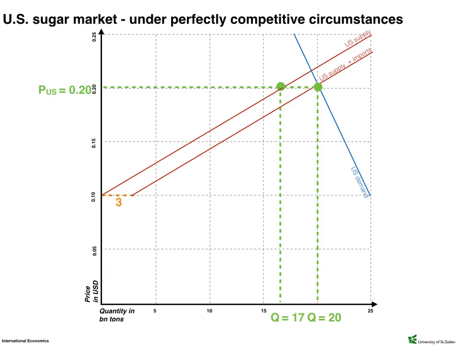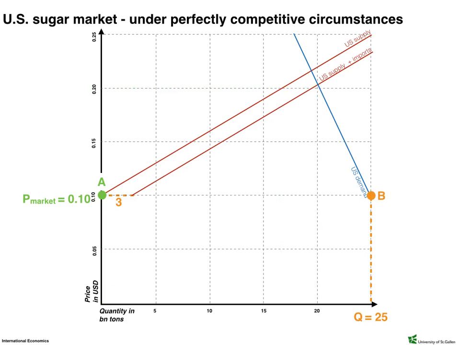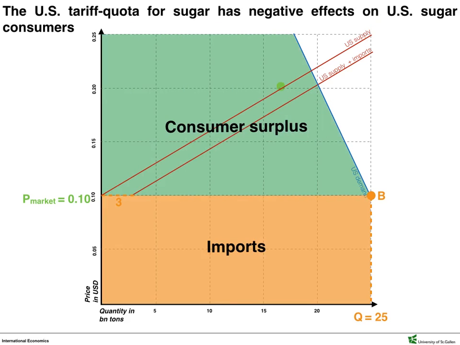Given free trade, the equilibrium price would fall to 10 cents per pound and domestic demand rises to 25 billion pounds at point B. In the short run, there won't be any domestic supply to meet the demand since the US producers still want to supply at 20 cents, leaving the USA importing the total demand. Clearly, US consumers will benefit the most from that.